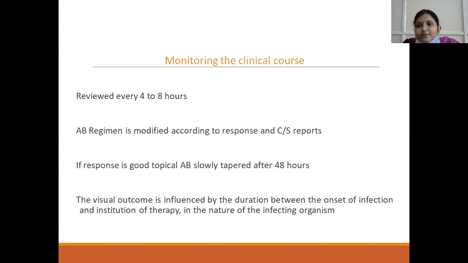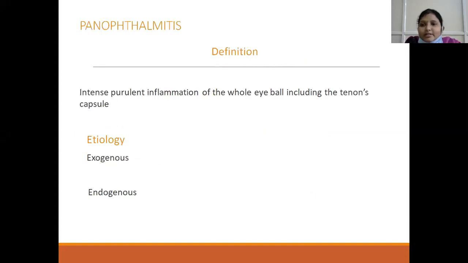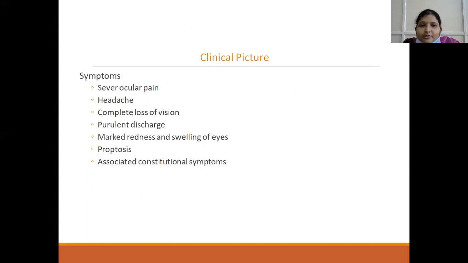So next we will proceed with panophthalmitis. So what is panophthalmitis? Here there is intense purulent inflammation of the whole eyeball, including the Tenon's capsule. So similar to endophthalmitis, here the etiology is exogenous and endogenous. And the clinical picture also is almost similar to endophthalmitis, except that here there is marked pain along with proptosis, and vision is almost completely absent. That is, no perception of light will be present.